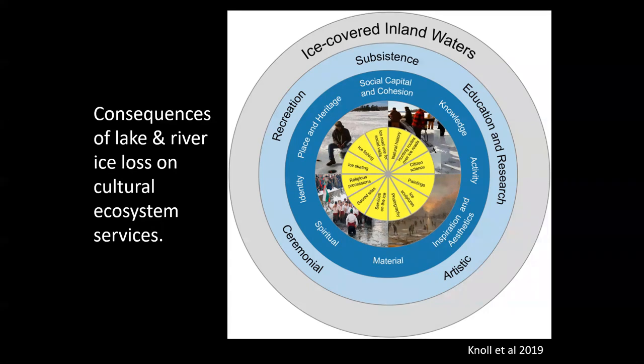You see ice fishing, ice skating, religious processions. You see ice sculptures, winter carnivals, citizen science, et cetera, et cetera. I'll give you a couple of examples in more detail. Let's take a look at some of the ways people use Mendota and also the Apostle Island area. Next slide.